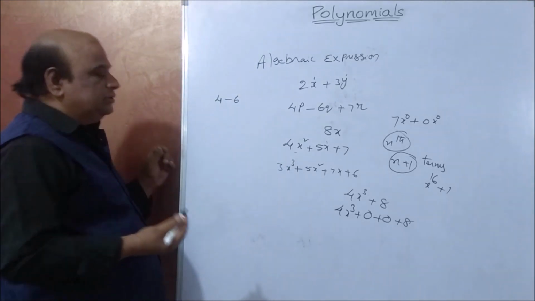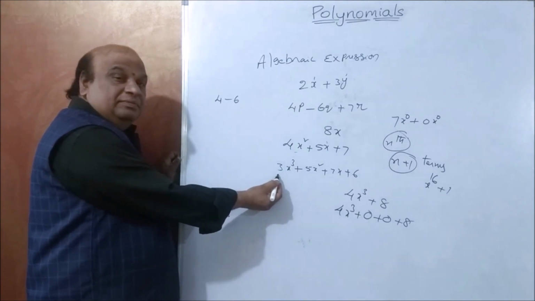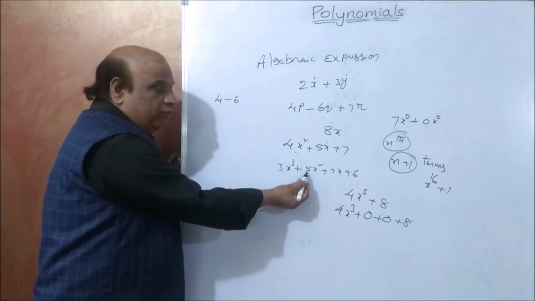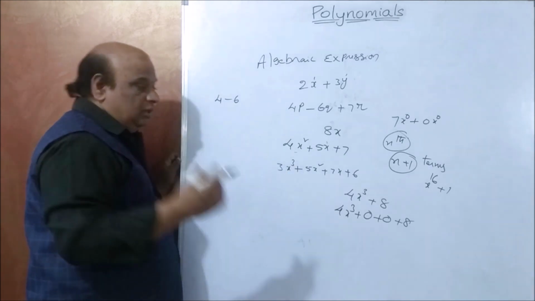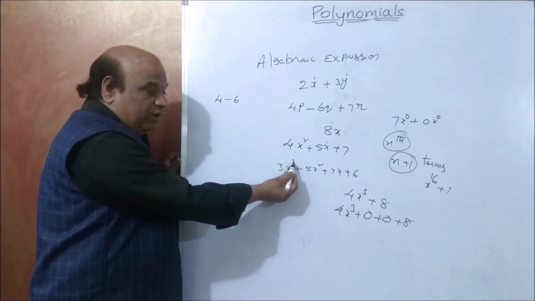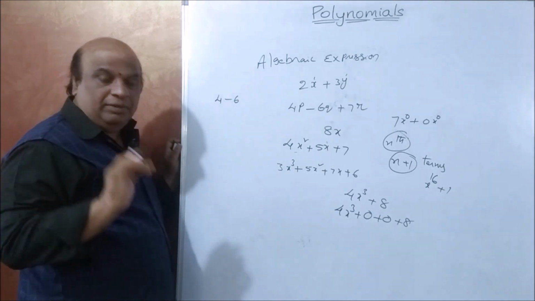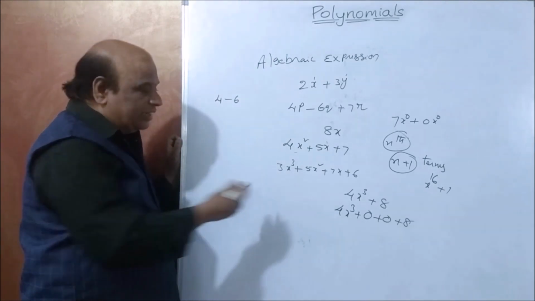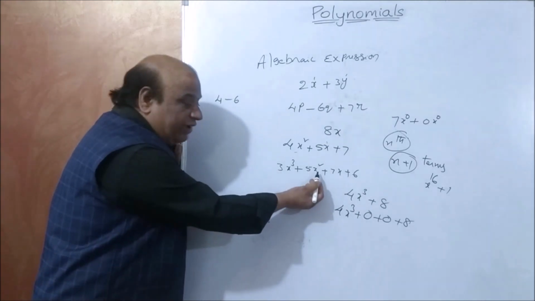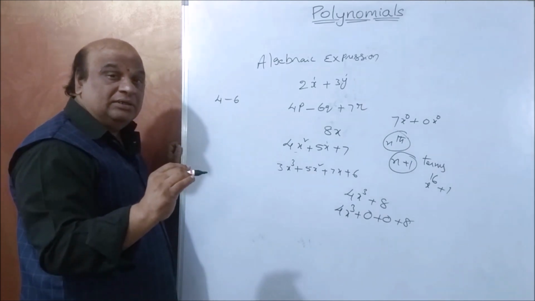Next, one more thing: here x power is 3 and the coefficient is 3. In this case x power is 2, the coefficient is 5. Here this is the power or exponent. It is the coefficient. Remember this. What is the x cube coefficient? That is 3. What is the x square coefficient? That is 5.